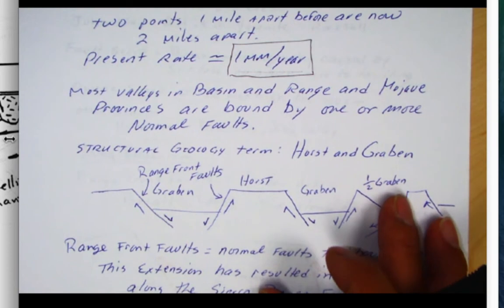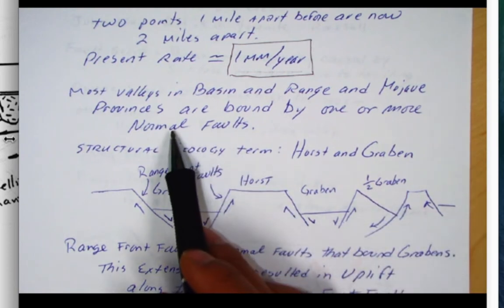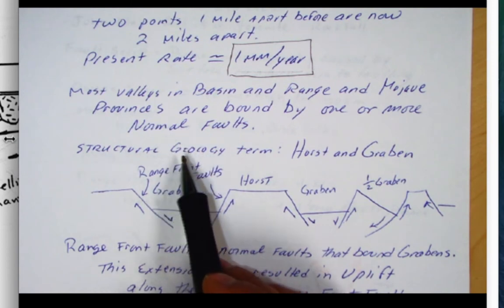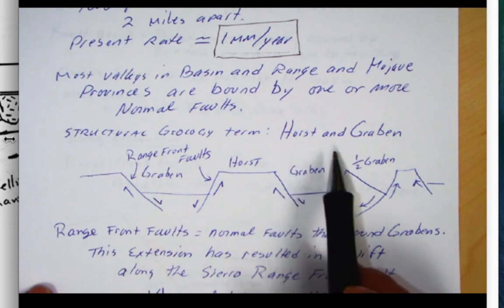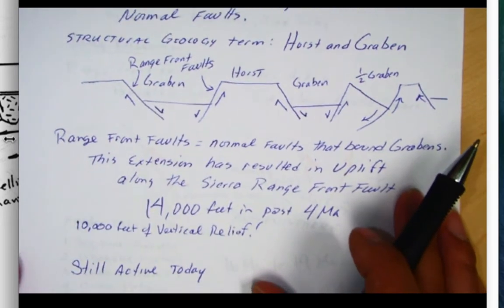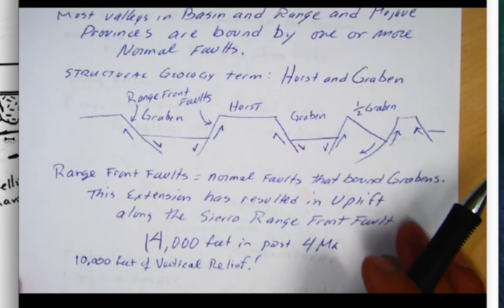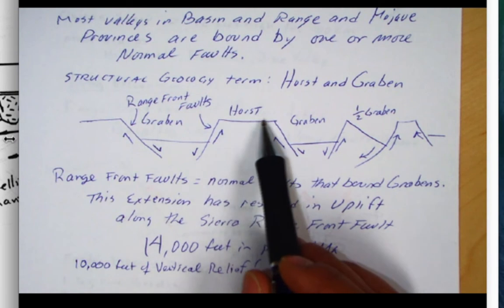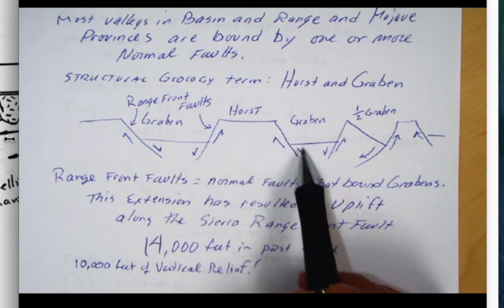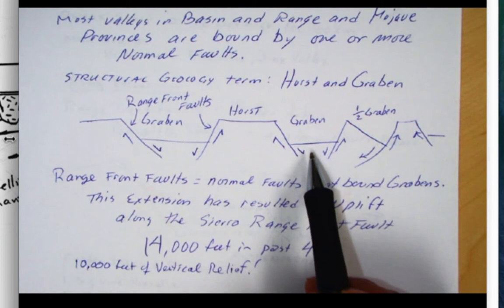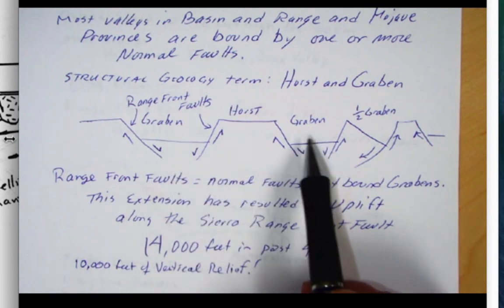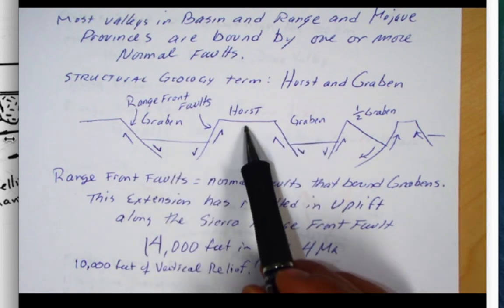So here I mentioned again that most of the basins in the Basin and Range and the Mojave are bound by these normal faults. And the structural geology term that we use is one called a horst and graben. So when you hear the term basin and range, geologists are often talking about horst and graben. So a horst would be the uplifted or upthrown block, whereas a graben is the hanging wall that's dropped down, right? So you can see like Owens Valley would be an example of a true graben, and so would Panamint Valley, whereas the White Mountains, Inyo Mountains here would be a horst.